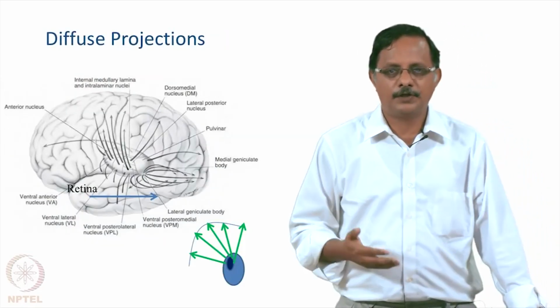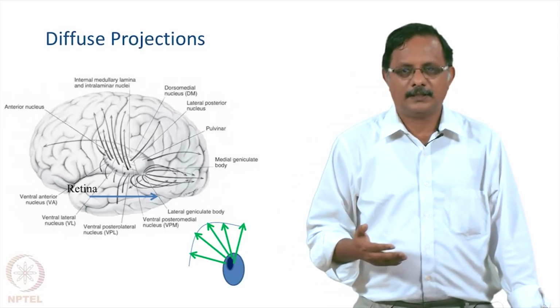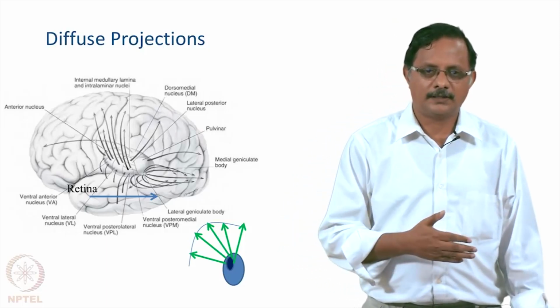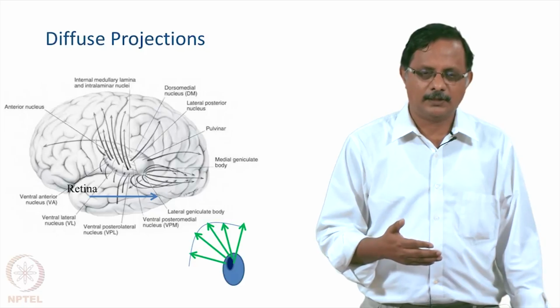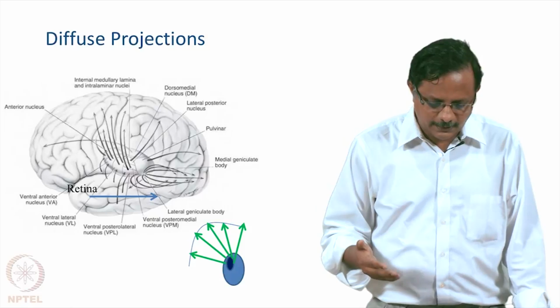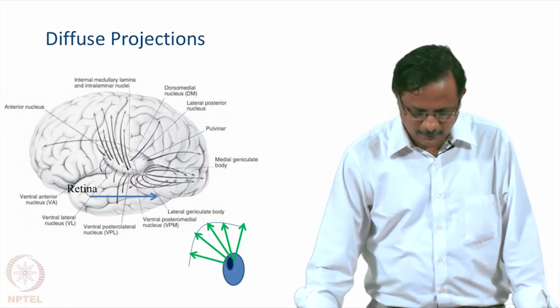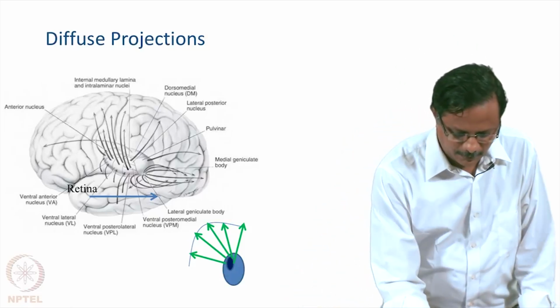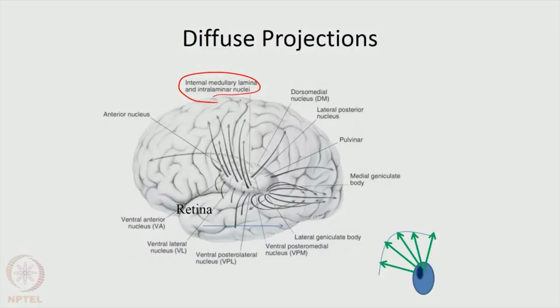And now let us come to the diffuse projections of the thalamus. Like I said, there are these point to point connections from some of the thalamic nuclei like LGN and MGN. There are other nuclei like, for example, the internal medullary lamina and the interlaminar nuclei, which can be seen here, and these project to extensive parts of the cortex, like you can see in this cartoon picture here. So, what is the purpose of these kinds of nuclei?